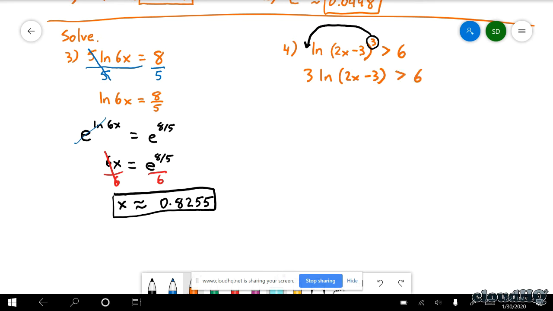Then, what can I do with the 3? I want to get rid of it, so I would divide by the 3. So I end up with the natural log of 2x minus 3 is greater than 2. So now the natural log is isolated. I'm ready to exponentiate. I will use a base of e because it's a natural log.